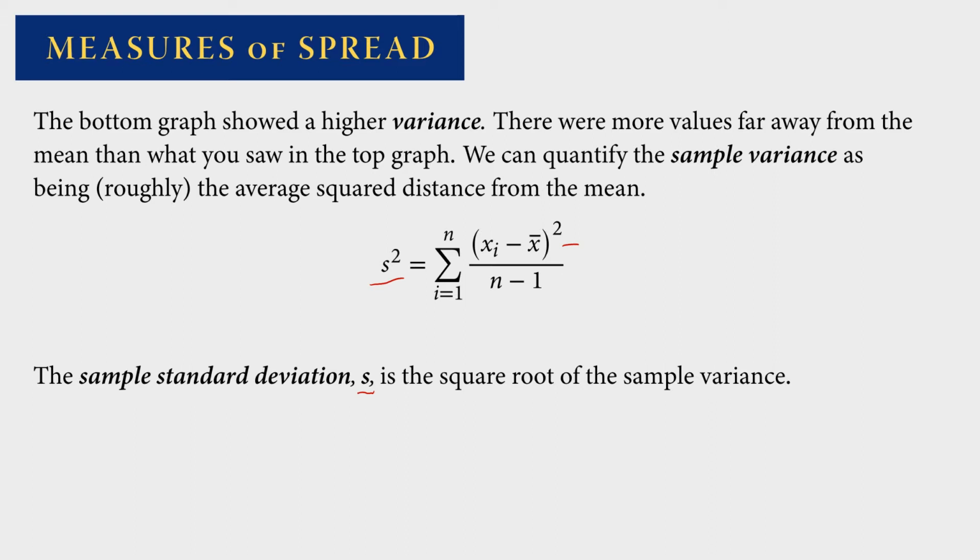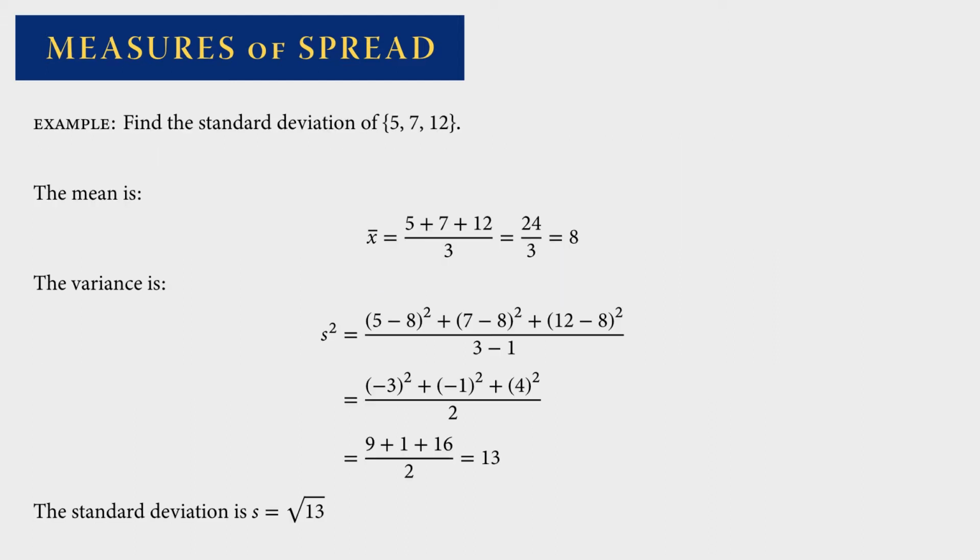But I say it's roughly the average squared distance because we divide by n minus 1 instead of n. And the reason for doing that is beyond this course. You'll have to study mathematical statistics to find out why that is. Anyway, let me show you how to calculate this. We need to find the mean and subtract it from each point. Square that, sum them all up, then divide by n minus 1.